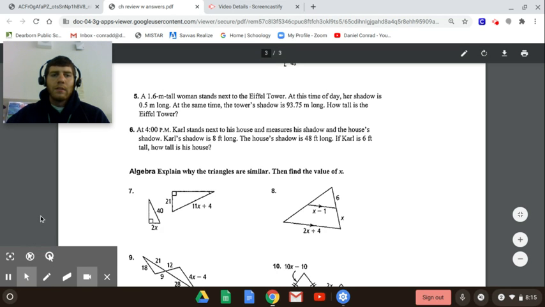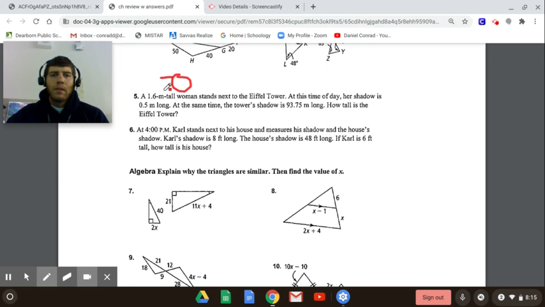So the idea here is that you have the sun up here. Okay, the Eiffel Tower is right here. It's going to cast a shadow, right? The sun rays are going to come down, and we're going to cast a shadow. The shadow is on the ground, so it's telling us the tower shadow is 93.75. Okay, and it wants us to know how tall it is, so we're going to put an X there.